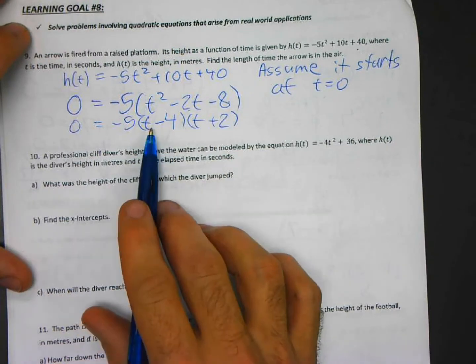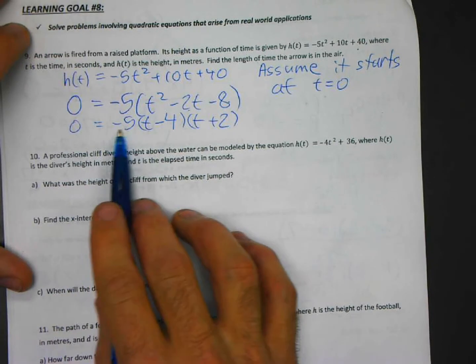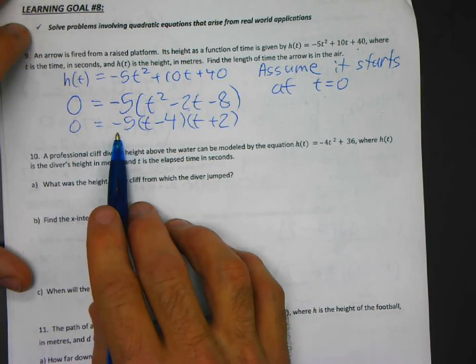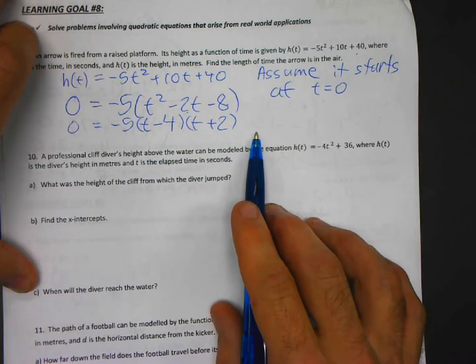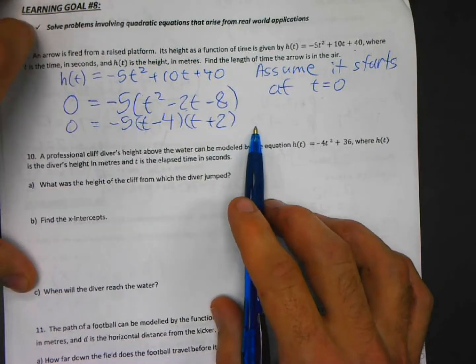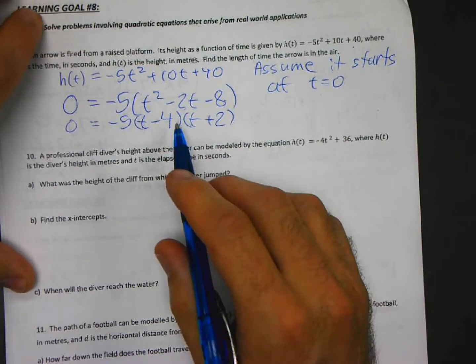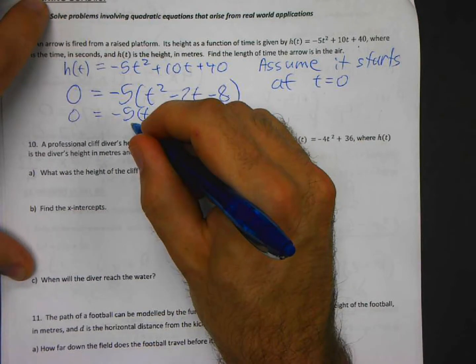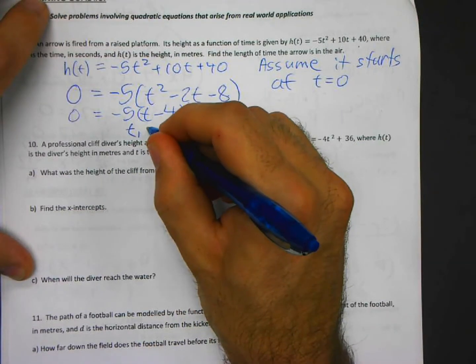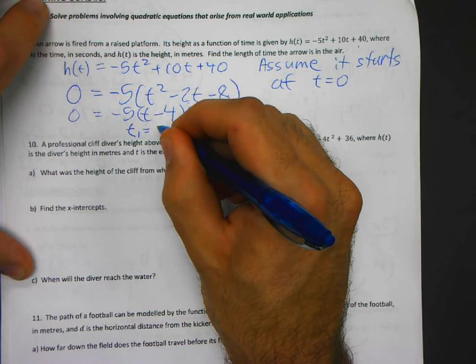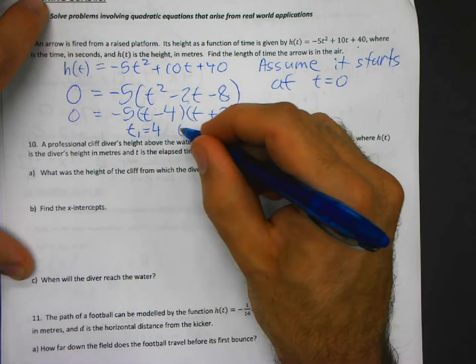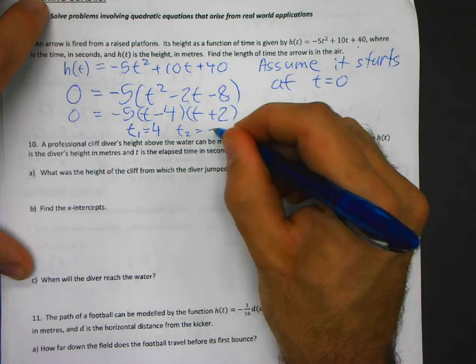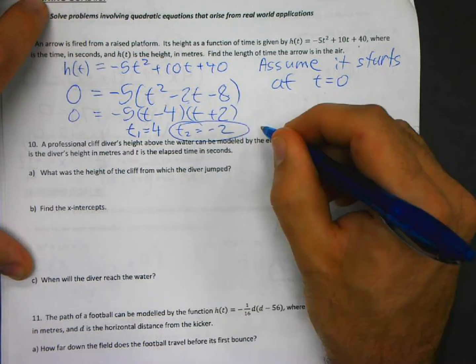So now, our answers here, we can't turn that minus 5 into a 0. We need to turn the whole side into a 0. What's the answers? T equals positive 4, t equals negative 2. Yes, so I'm going to say t, the first time is positive 4. The second time is negative 2. We don't care about this one.